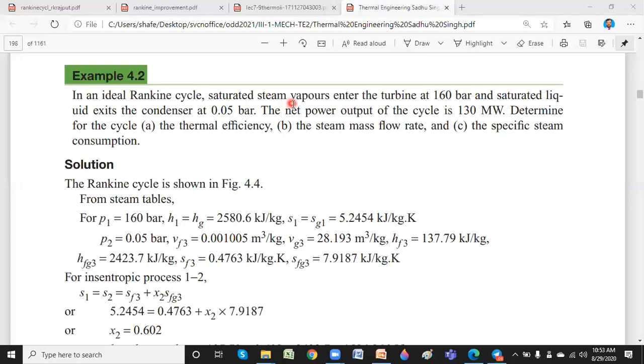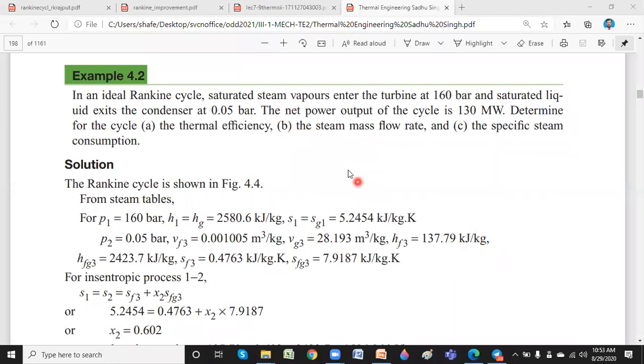Okay, that is Hg, and it expands to a pressure. What is the pressure? Condenser pressure, 0.05 bar. Okay, so he has given the net work output: the net work is 130 megawatts. He is asking us to determine for the cycle the thermal efficiency, steam mass flow rate, and specific steam consumption. These are the three parameters asked.